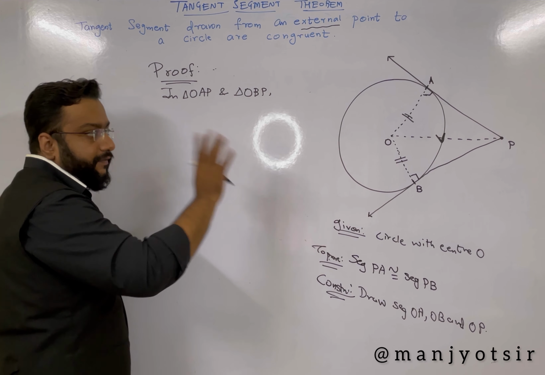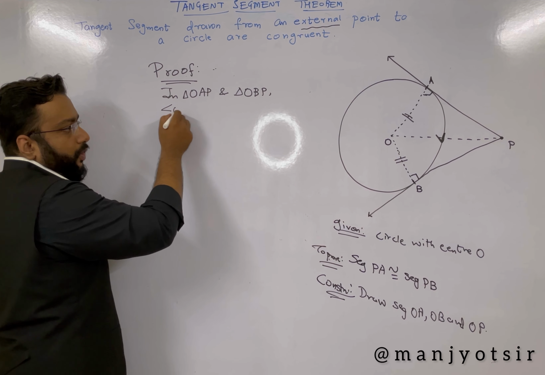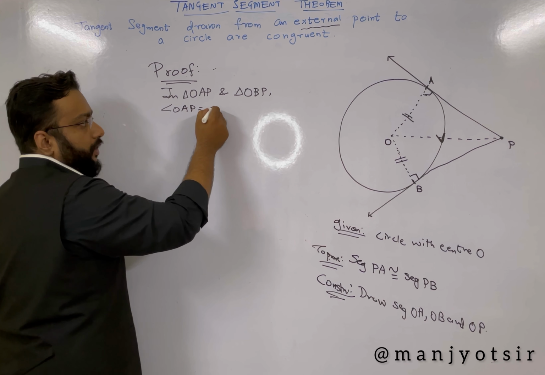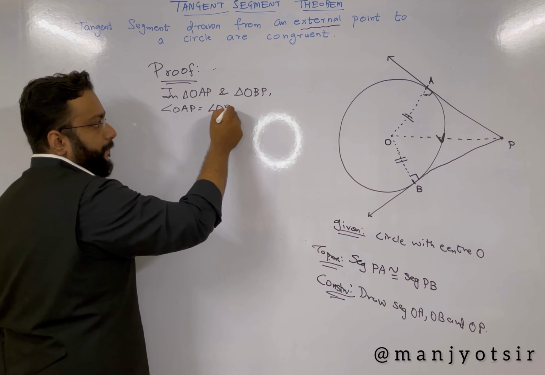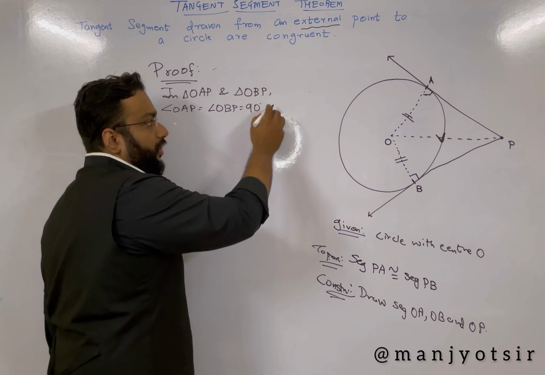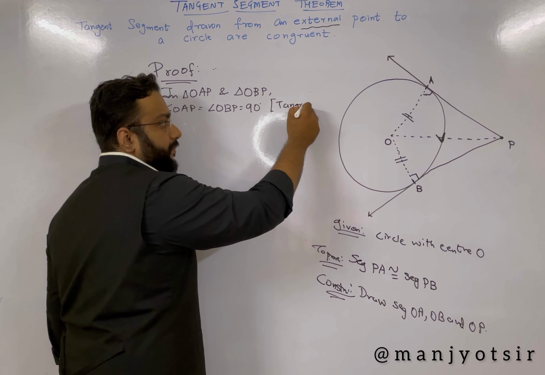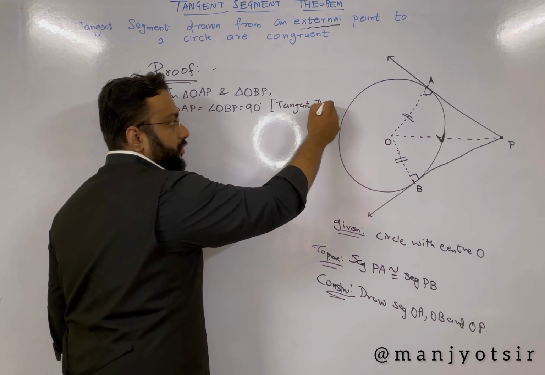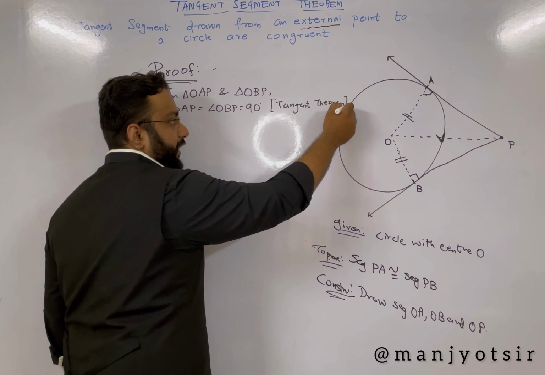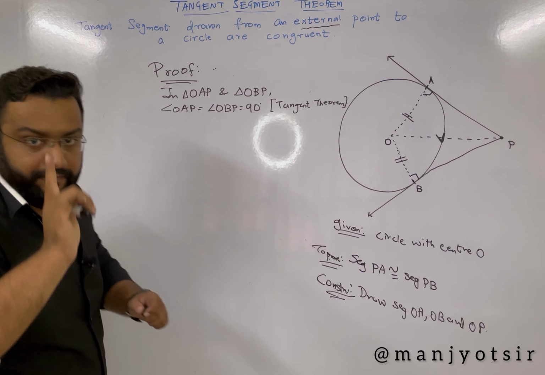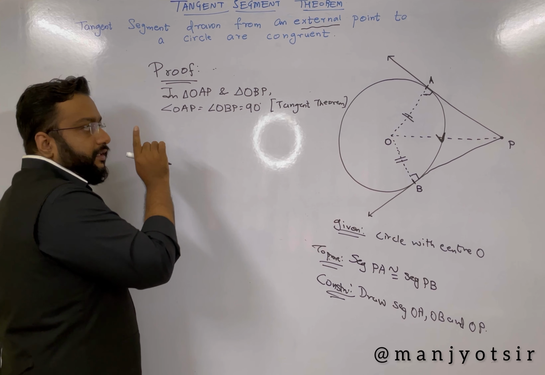First, we have right angles. So let's write that angle OAP is equal to angle OBP is equal to 90 degrees. And we all know the reason why they are equal: because of the tangent theorem. So let's note that. It is due to the tangent theorem, these two angles are 90. Radius is perpendicular to tangent. Very good, super. Next, right angle is done.